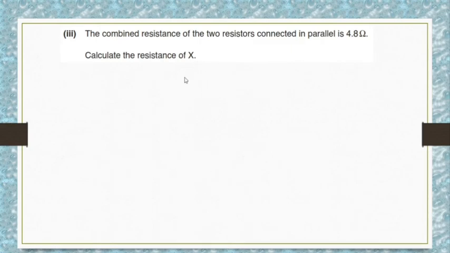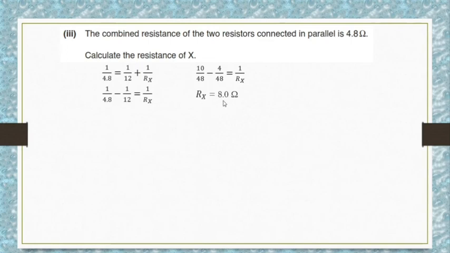The combined resistance of the two resistors connected in parallel is 4.8 ohms. We want to calculate the resistance of X. Use the equation 1 over R equals 1 over R1 plus 1 over R2. The total is 4.8, the other one is 12 ohms, so we want to find that Rx. You can calculate, then Rx will be 8 ohms.